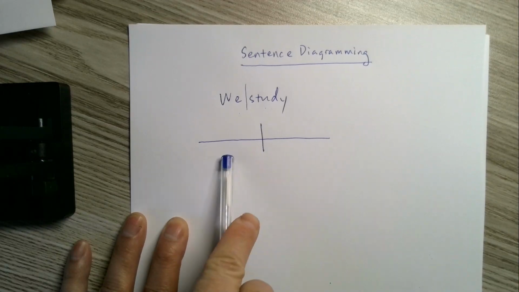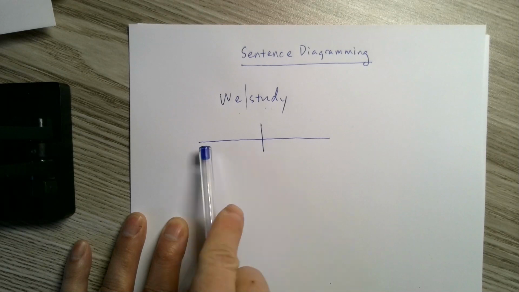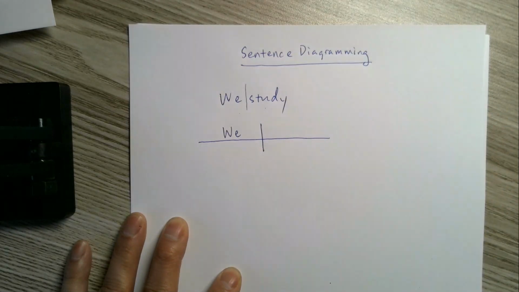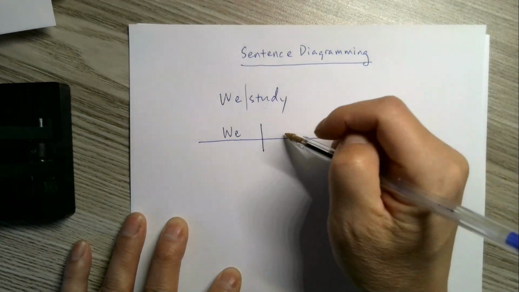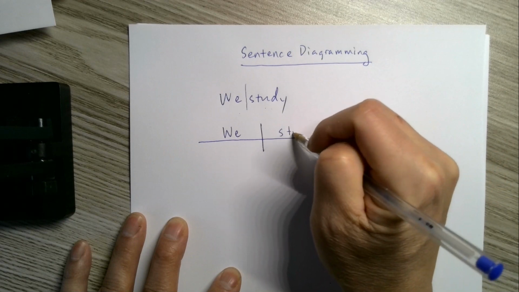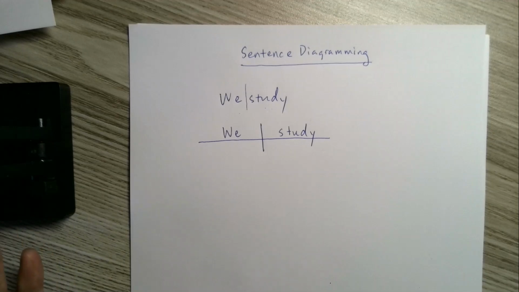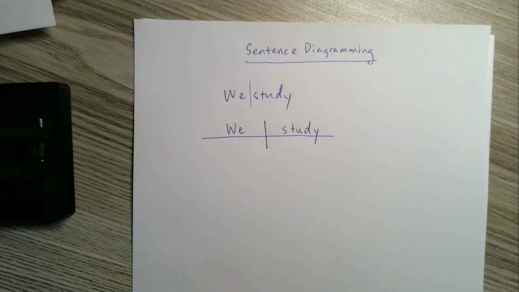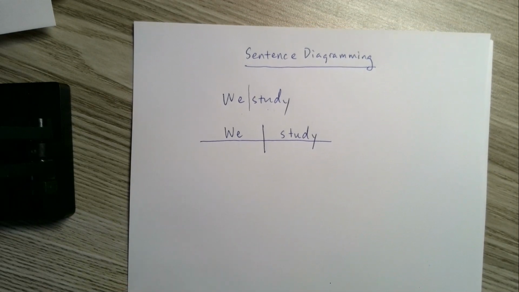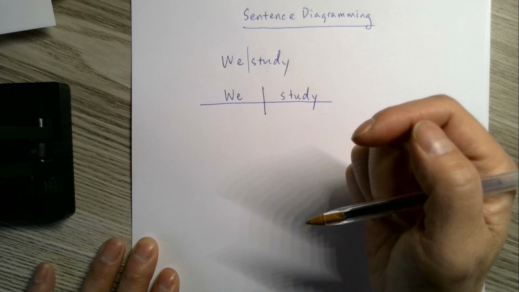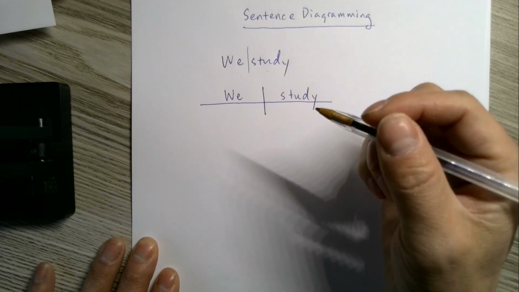Now on the left side of that vertical line that cuts the horizontal line in half, we will put the subject, which in this case is we. And on this side, we'll put the verb study. And this sentence is now completely diagrammed. Okay, so that's a nice, easy, basic sentence to start off with. And now we're going to add another component to a sentence, a third word that is called a direct object.